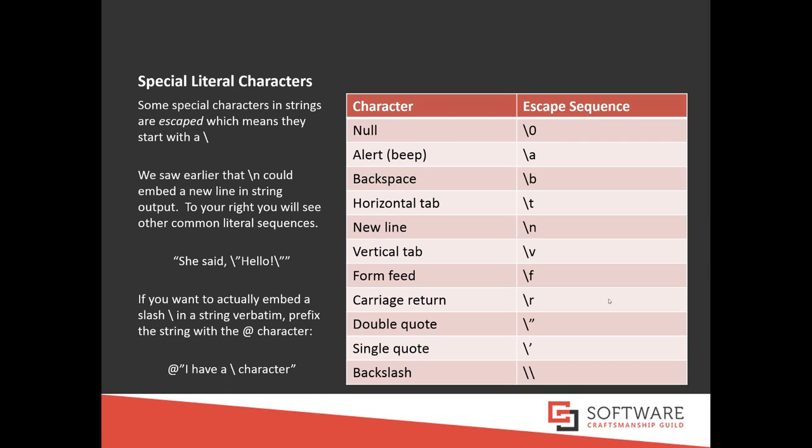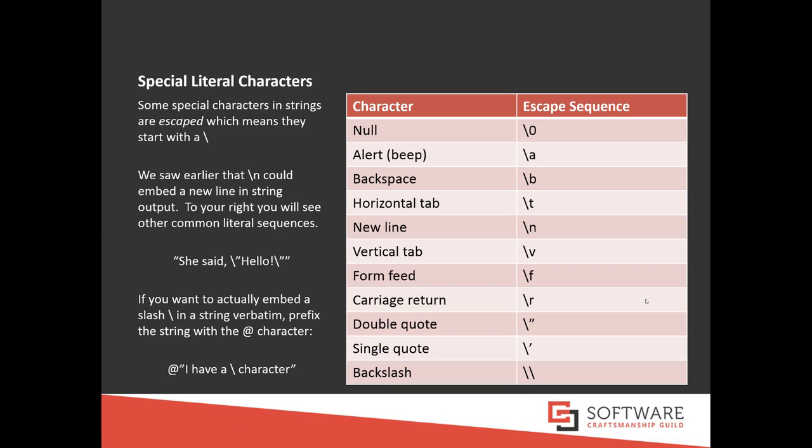In the table to the right, I'm demonstrating several common literal sequences. A null is \0, alerts or beeps are \a. We see the new lines, tabs, backspaces, all of these special characters that you'll see in a typical text file, or for printing, typically have escape sequences. If you want a literal backslash in a string, you put the backslash twice.